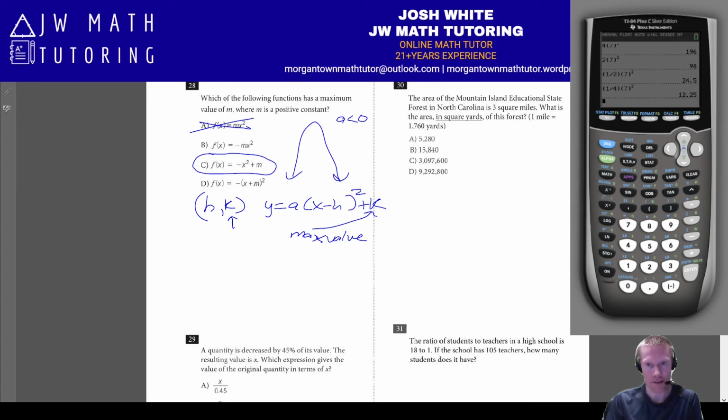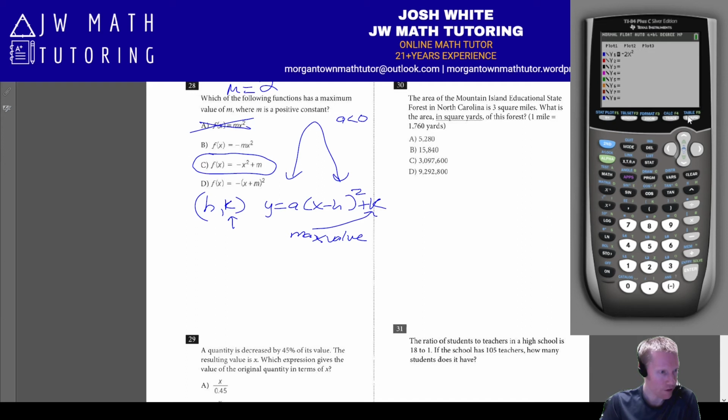So let's just say that I would let m equal 2. Okay? Alternate ways to solve this are to go to the graphing calculator and plot some of these graphs out. So, for example, the first one's going to be plugging in 2 for m. It's 2x squared. Okay, does this have a maximum value? No, it doesn't, so get rid of it. Now, let's go to answer choice B, and I'm going to do negative 2x squared.